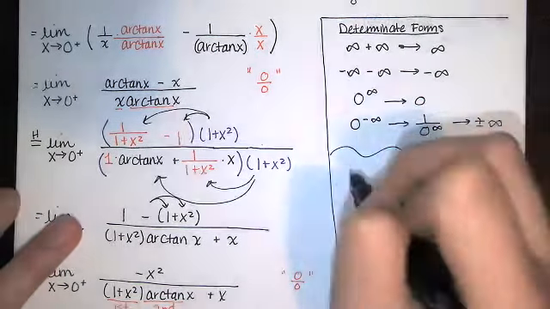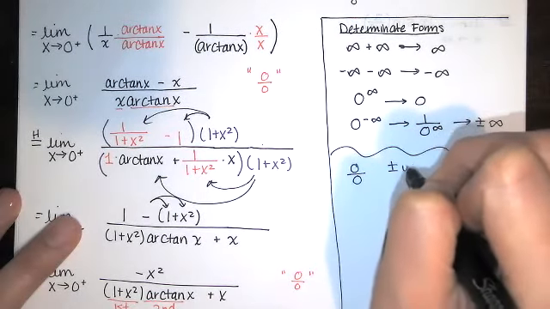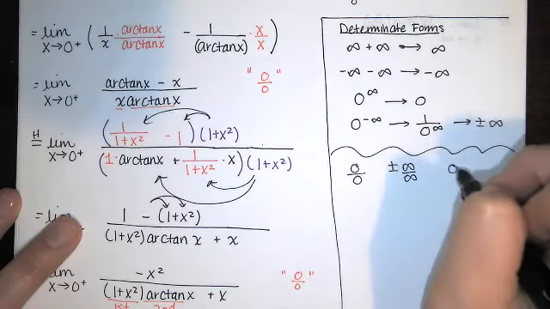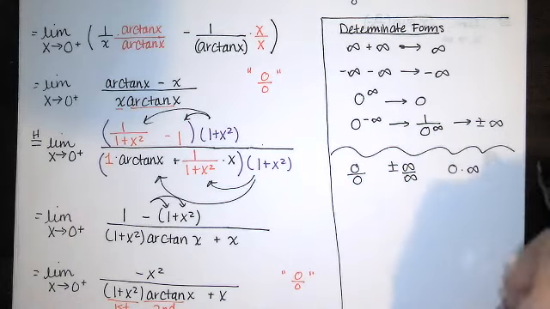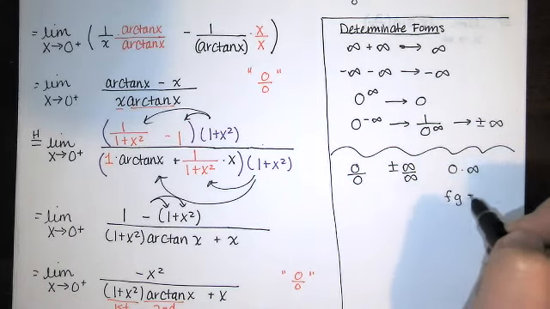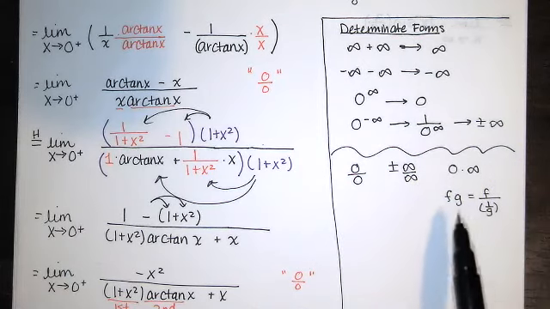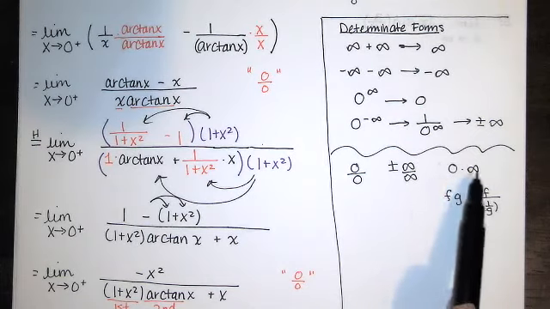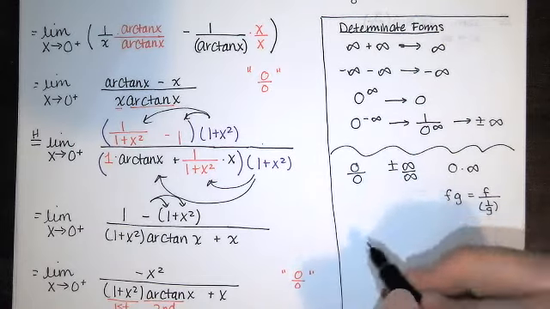L'Hopital's rule is necessary if you have a 0 over 0 indeterminate form, or plus or minus infinity over infinity. If you have 0 times infinity or 0 times negative infinity, you want to rewrite that product as a quotient. Instead of multiplying by g, divide by 1 over g. And then that will allow you to write something like one of these guys.